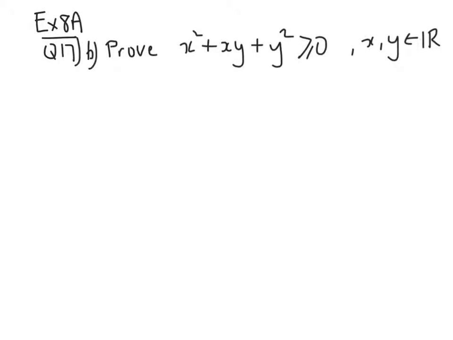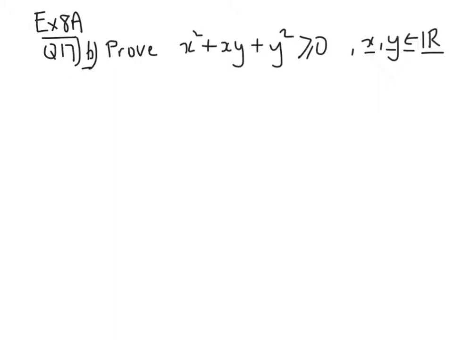Okay, Year 11. So here's the second part of 8a question 17, part B. Alright, it says we've got to prove x squared plus xy plus y squared is always greater than or equal to 0, where x and y are elements of the real numbers. That means they can be fractions, square roots, negative numbers, positive numbers, whole numbers, anything like that. Okay, now we've got to prove this part.